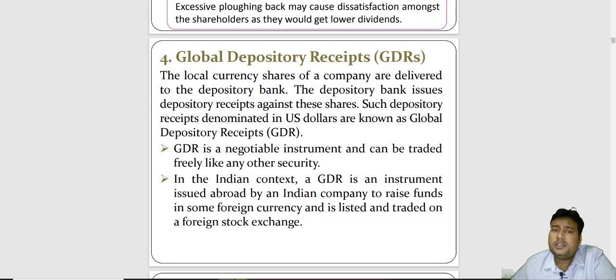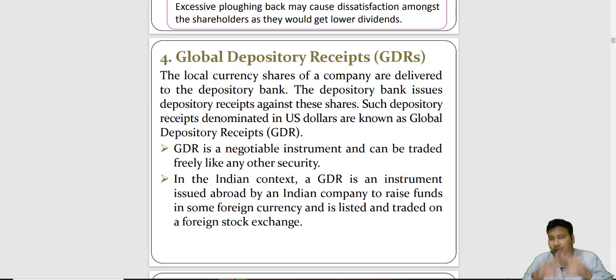Okay, so GDR is a negotiable instrument. Negotiable instrument, in the accountancy class only I told you, means which can be transferred from one person to another person freely. Okay? GDR is an instrument issued abroad by an Indian company to raise funds in some foreign currencies and is listed and traded in a foreign stock exchange.